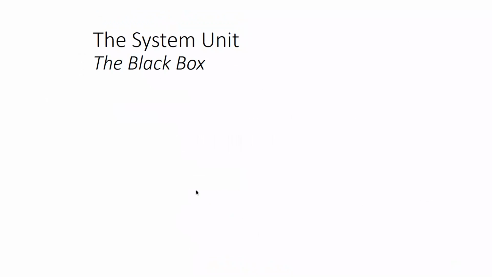Now, when talking about the system unit, we have sections called the black box, which houses the electronic components. That includes the motherboard, the storage devices, and the connections. That means the outside component. And then we have the whiteboard.